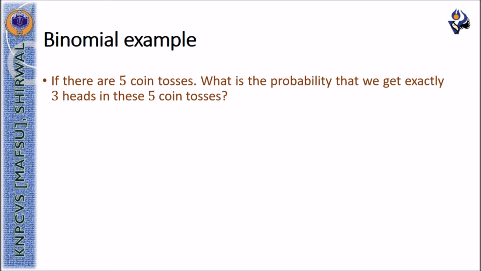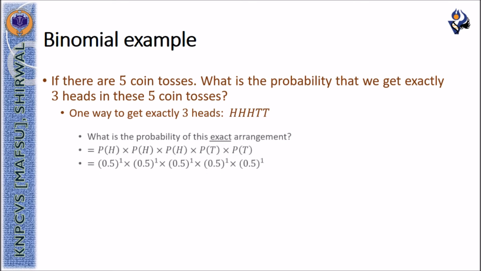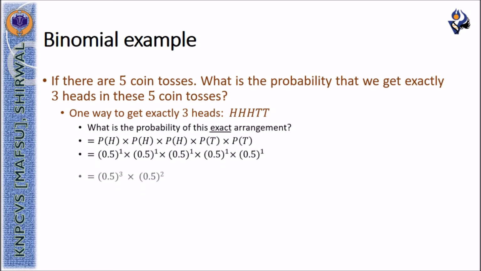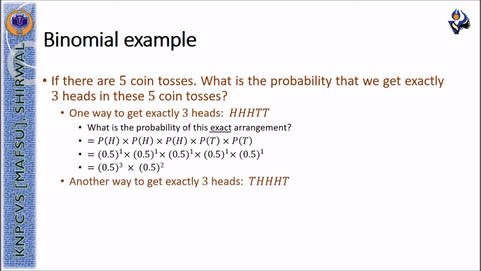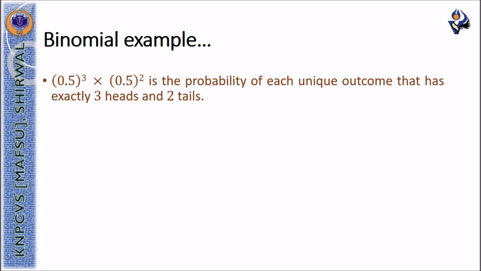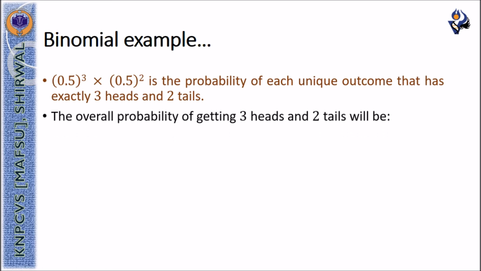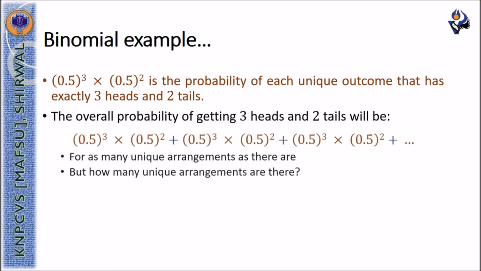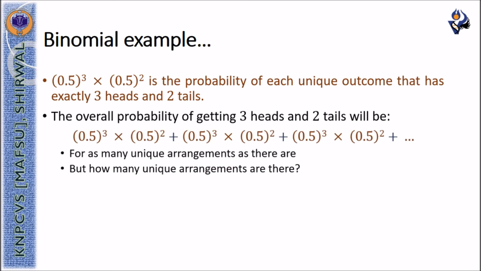For example, if there are 5 coin tosses, what will be the probability that we get exactly 3 heads? One of the ways to get exactly 3 heads is HHHTT, and another way of getting exactly 3 heads is THHHT. Now, 0.5 raised to 3 into 0.5 raised to 2 is the probability of each unique arrangement that has exactly 3 heads. The overall probability of getting 3 heads will be the sum of these unique probabilities.